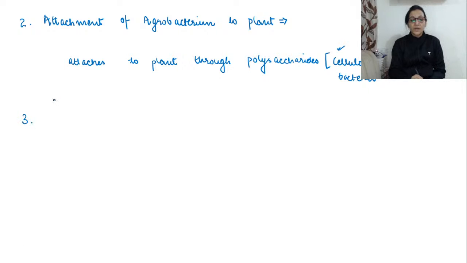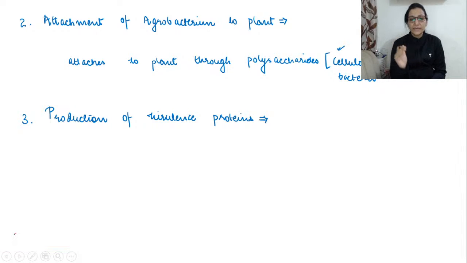by bacteria. Now another step is production of virulence proteins. So how does this occur? Let us see this. So as the signal induction occurs in the Agrobacterium cells, the Agrobacterium cells attach to the plant cells, and a series of events are going to occur resulting in the production of the virulence proteins.